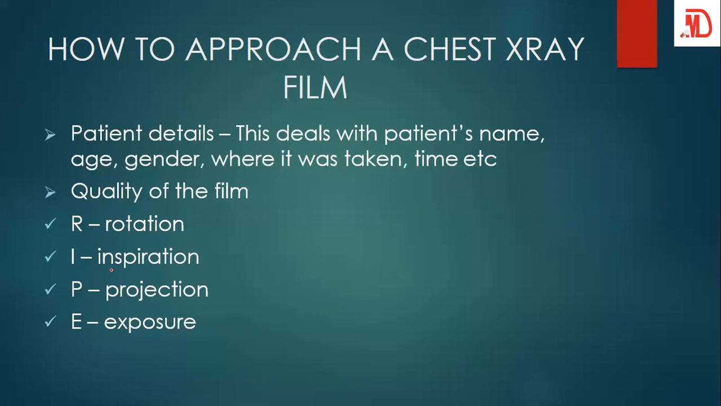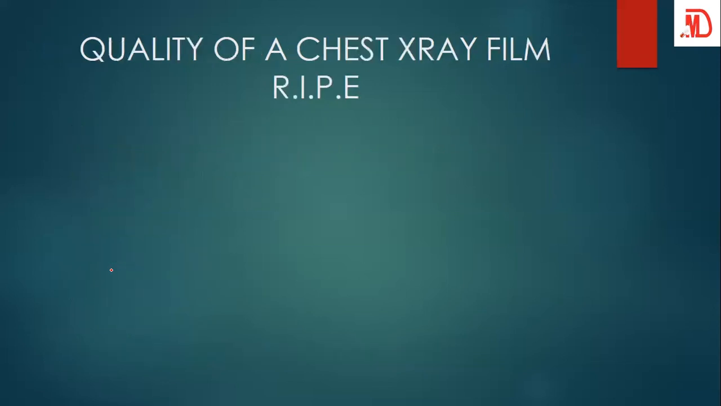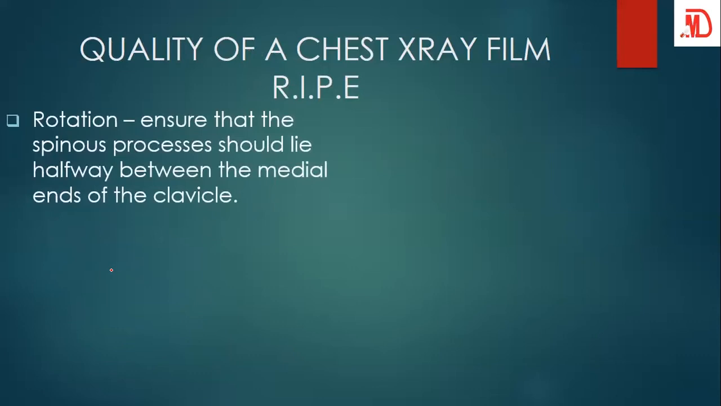So if you have assessed your quality and you say, oh, now this x-ray is good to read, then you move on to what? Reading it using the ABCDE approach. Basically, that is how to approach your chest x-ray film. All right. So let's dive a little bit deeper into the quality of the film. We talk about the rotation or the R.